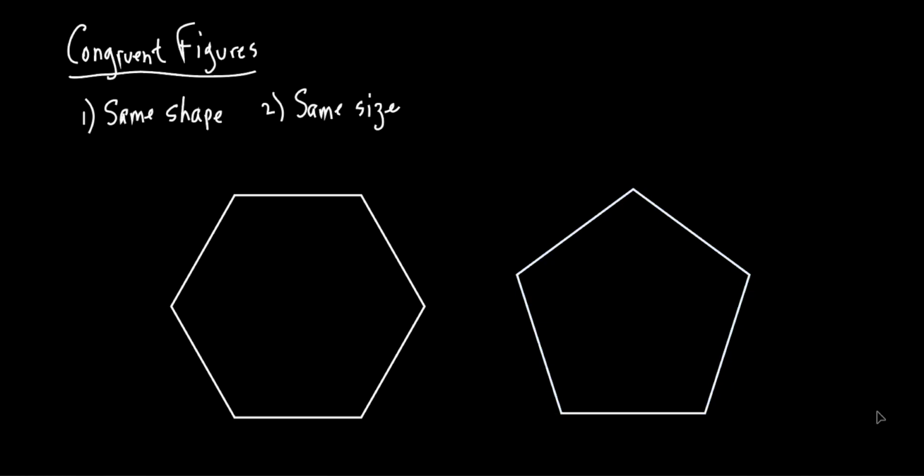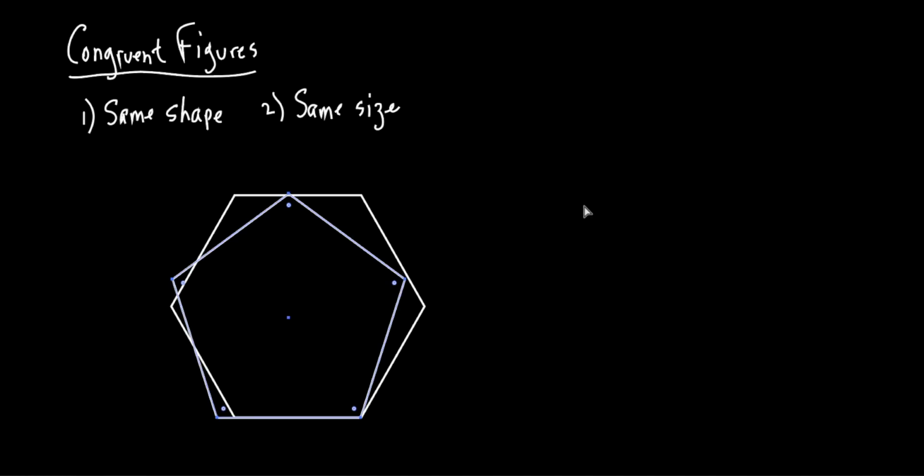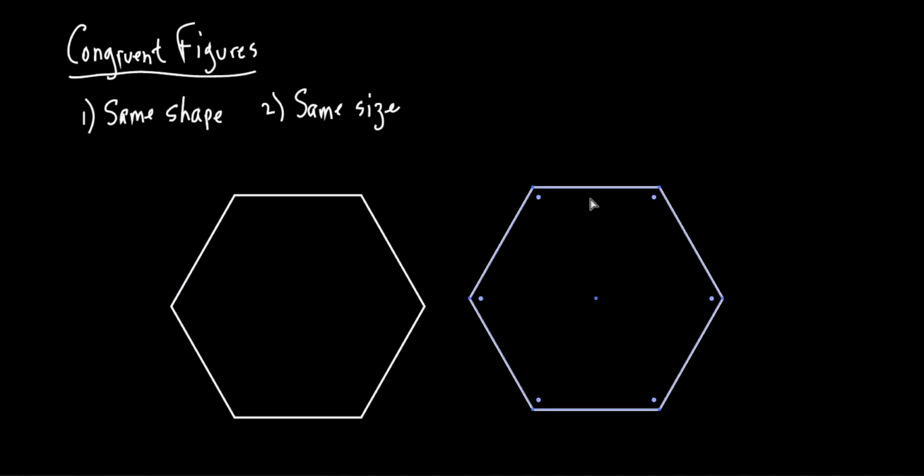But are they congruent figures? No, because they don't have the same what? Shape. They have different shapes, okay? So they're not congruent to each other. So let's go back to this. So these are congruent figures.